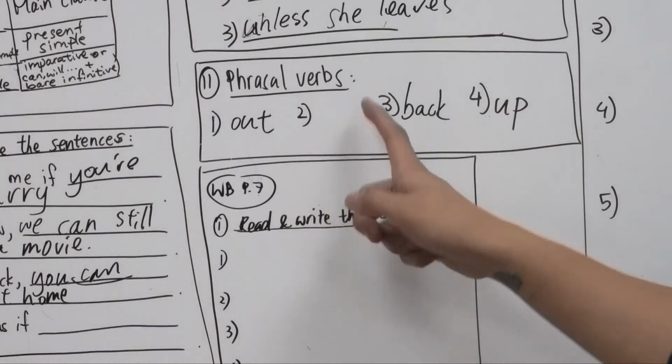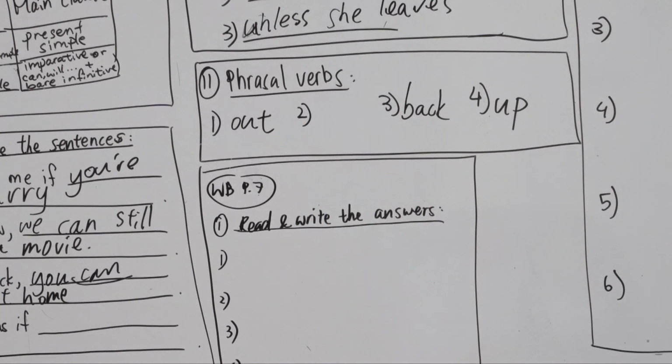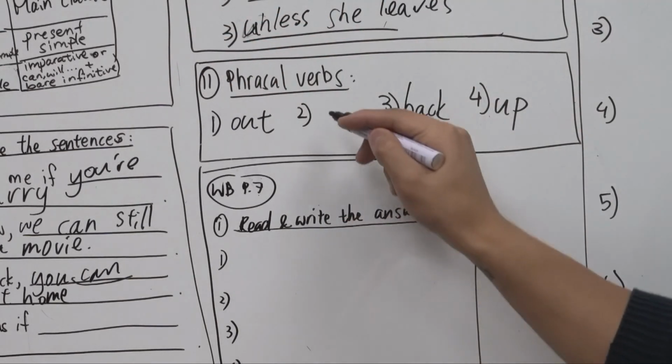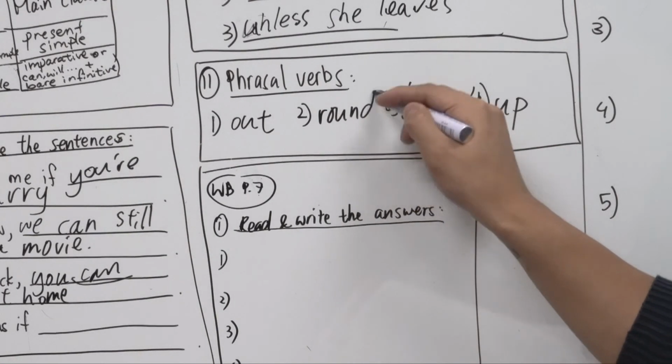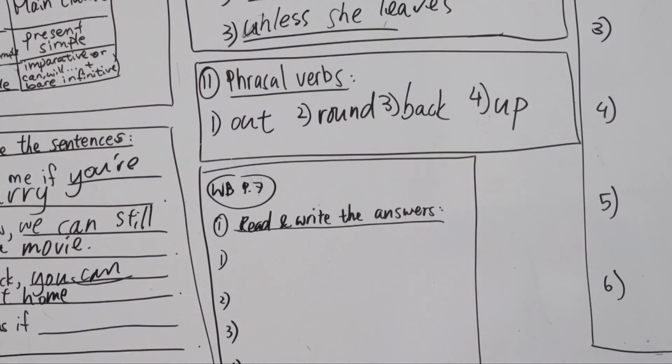So what should be this one then? Bring the unconscious player back. There's another word for back. Round. Very good. Round, okay? Bring the unconscious player round, okay? Alright, so out, round, back, and up.